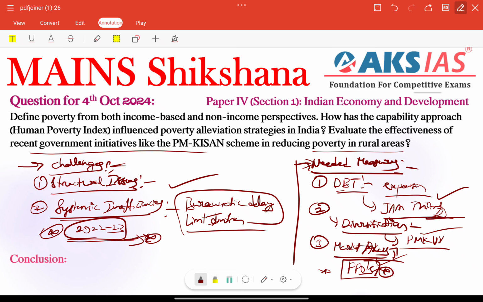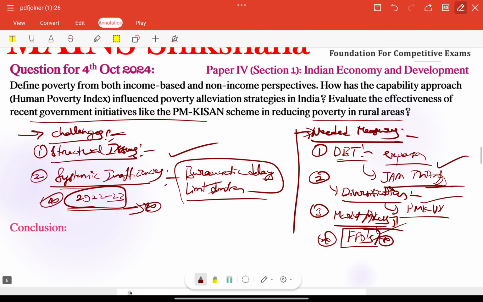Very, very important: farmer producer organizations. So these are the important measures that need to be written here. And also finally, in the conclusion part, we can connect 1 to 1.5 futuristic line.